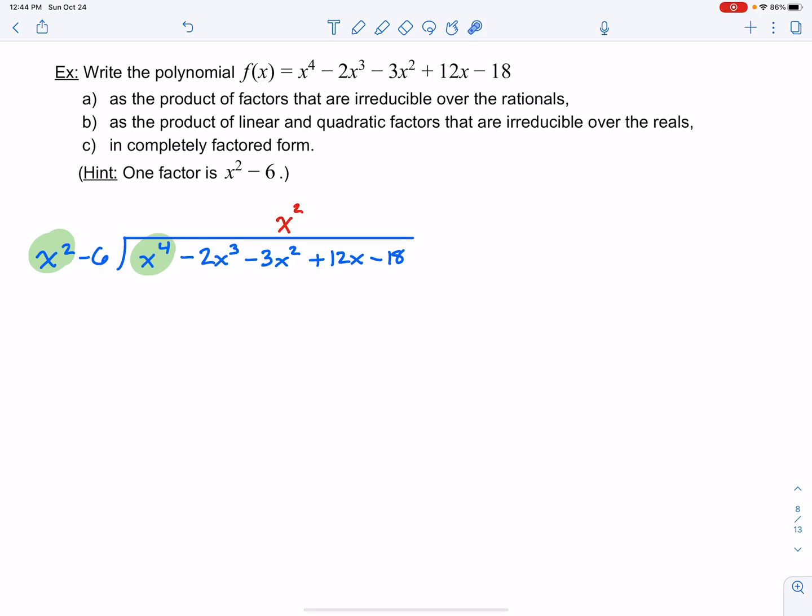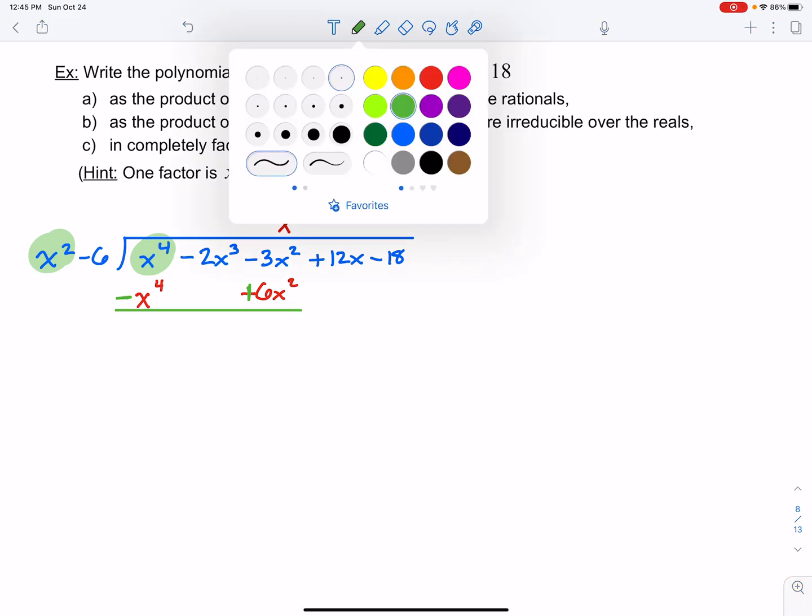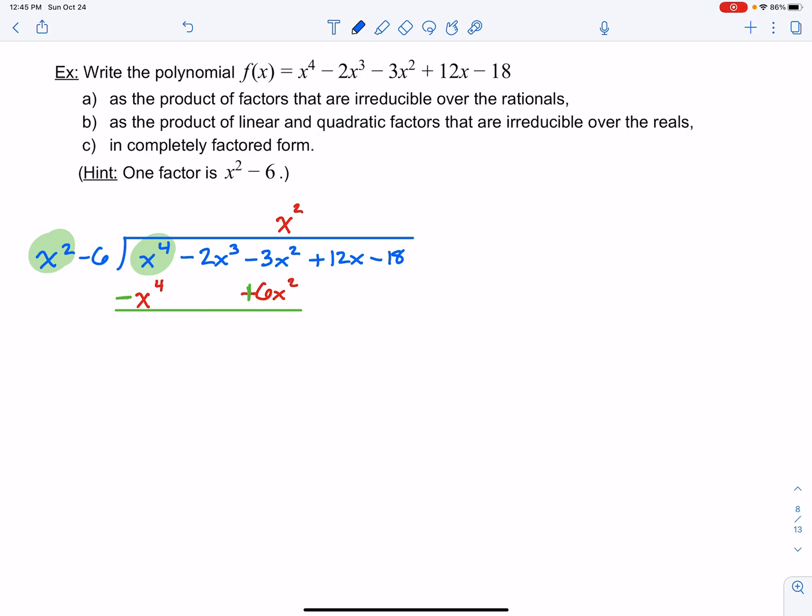We take our x squared, we distribute it to everything in our divisor. So x squared times x squared is x to the fourth. X squared times negative 6 would be negative 6x squared. We're subtracting the numbers in this row from the row above, so we're going to change the signs on those. And then we add within our columns. So here we have x to the fourth minus x to the fourth adds up to 0. That's what we want to happen.